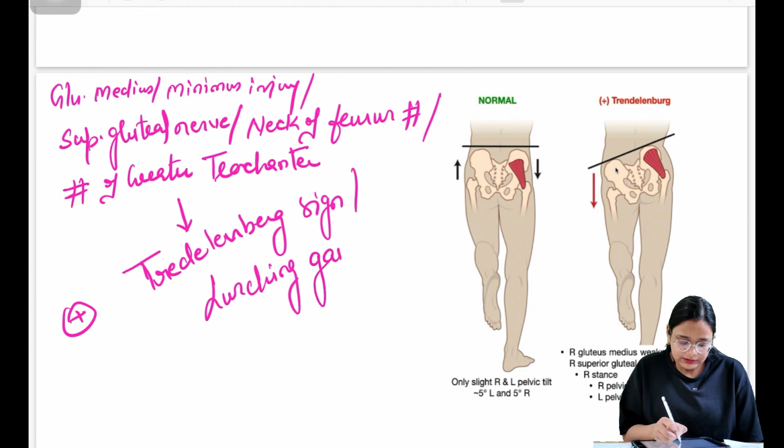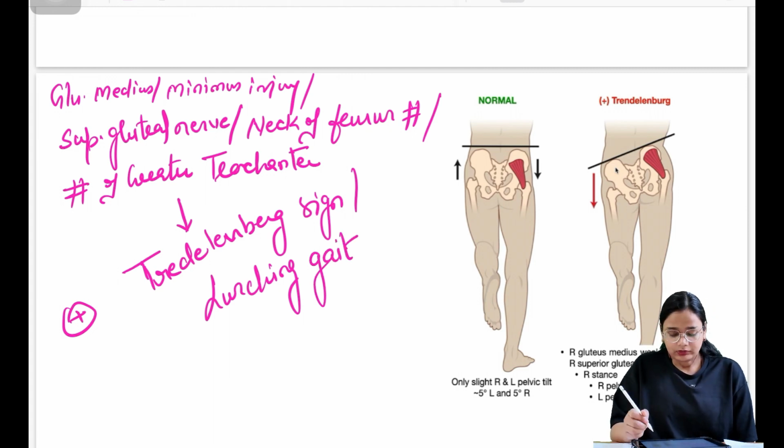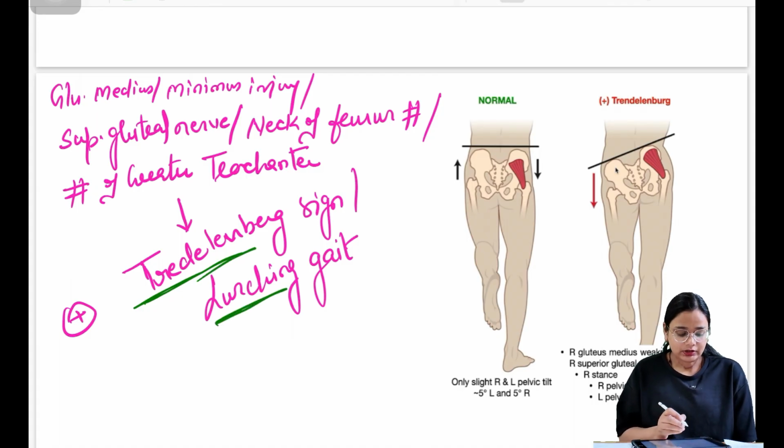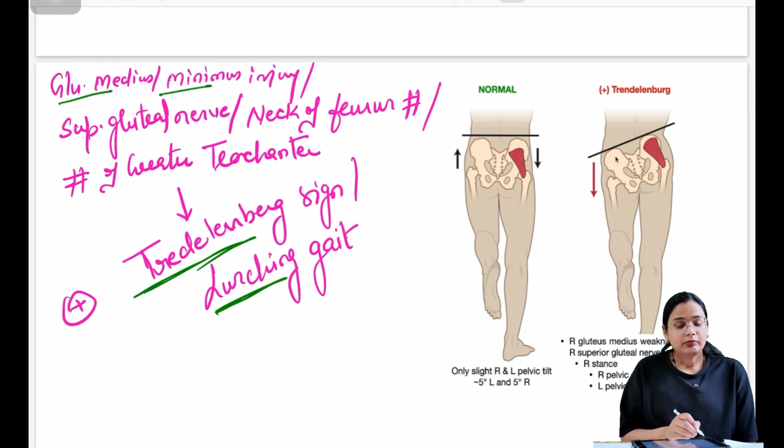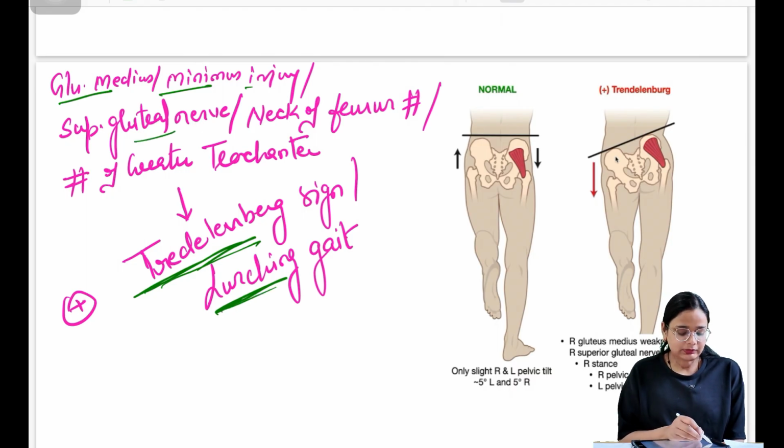So in all these conditions, a common sign will be that the Trendelenburg sign will be positive, or the patient will have a lurching gait. Gluteus medius and minimus are the main abductors of the hip. If they do not work properly, during walking the hip will not stabilize properly, and the patient will have a positive Trendelenburg sign plus lurching gait. Second, if the superior gluteal nerve is not proper, these muscles are paralyzed, and again the same condition. Neck of femur fracture is also the same, and greater trochanter fracture will also be the same, because these muscles insert over the greater trochanter.